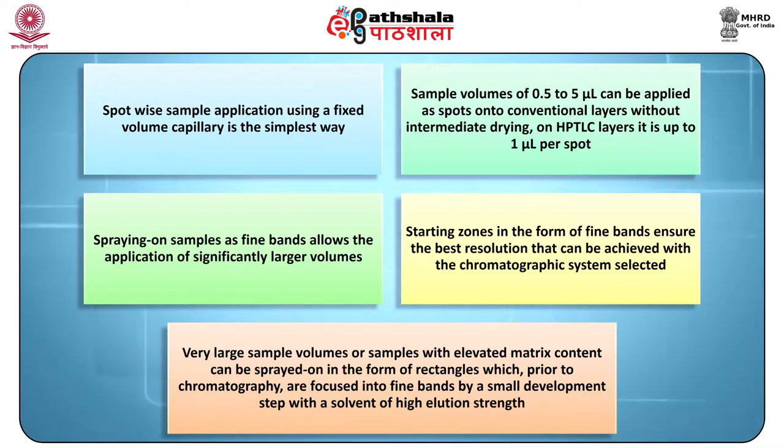Spot-wise sample application using a fixed volume capillary is the simplest way. Sample volumes of 0.5 to 5 microliters can be applied as spots onto conventional layers without intermediate drying. On HPTLC layers, it is up to 1 microliter per spot. Spraying the samples as fine bands allows the application of significantly larger volumes.